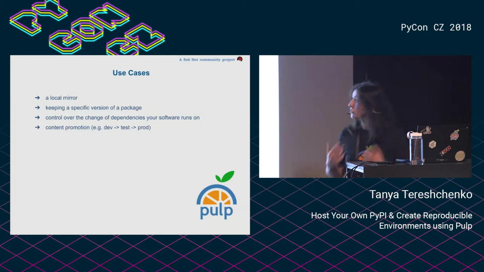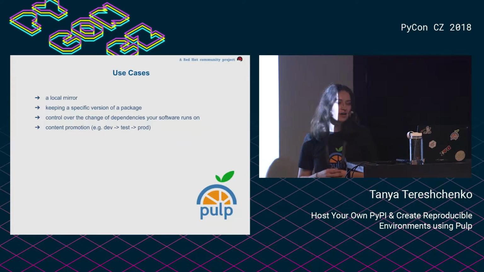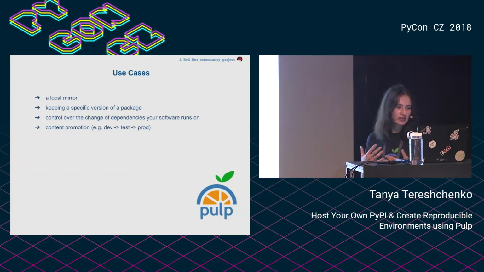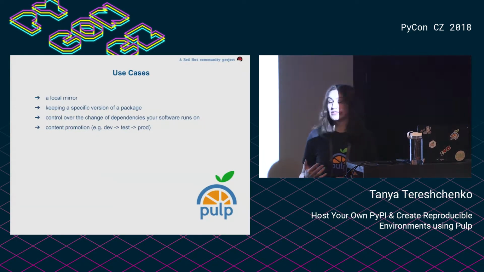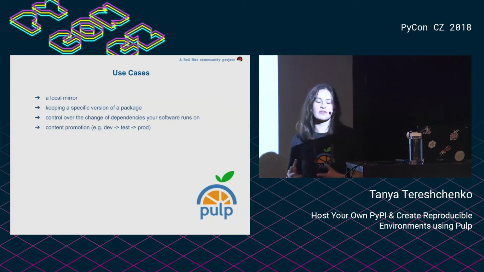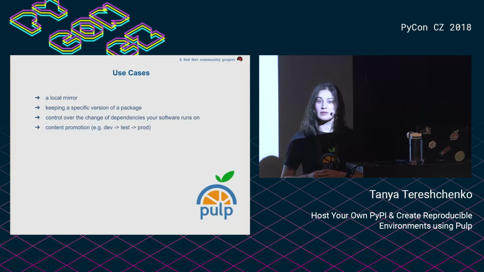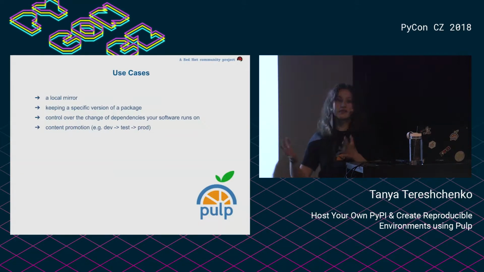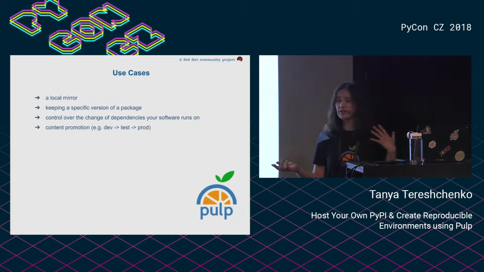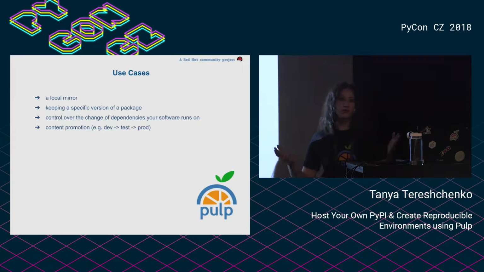Another important and very popular use case for Pulp is content promotion. You can easily distribute a set of content for different environments. For example, the team of developers work on some software and it's ready to be passed over to QE people. So you can promote it to the test environment and let QE work on that. And whenever QE are happy with the quality of the software, you can promote it to production.